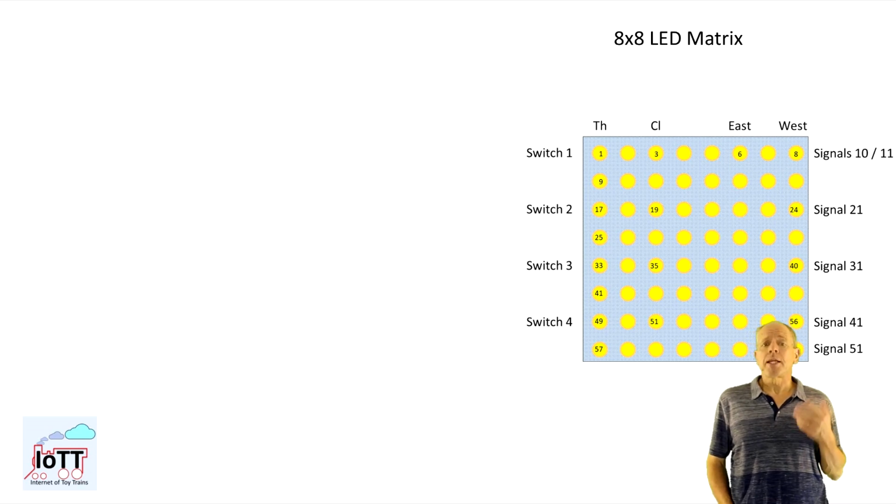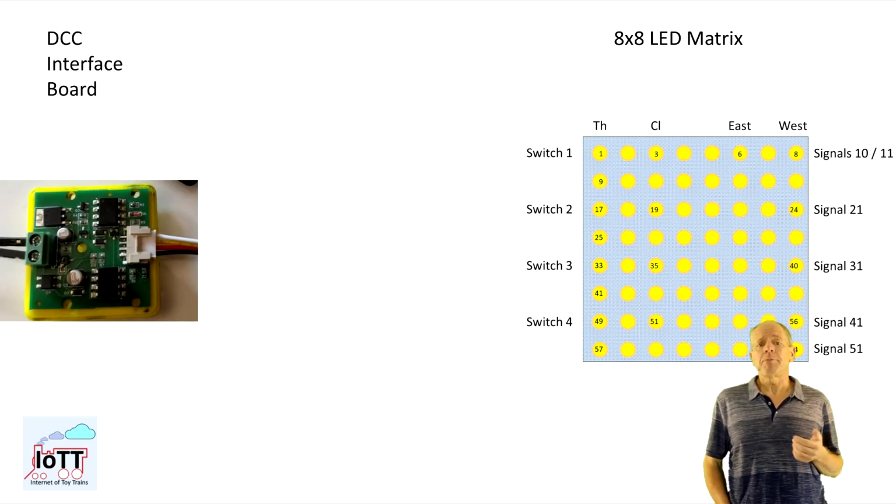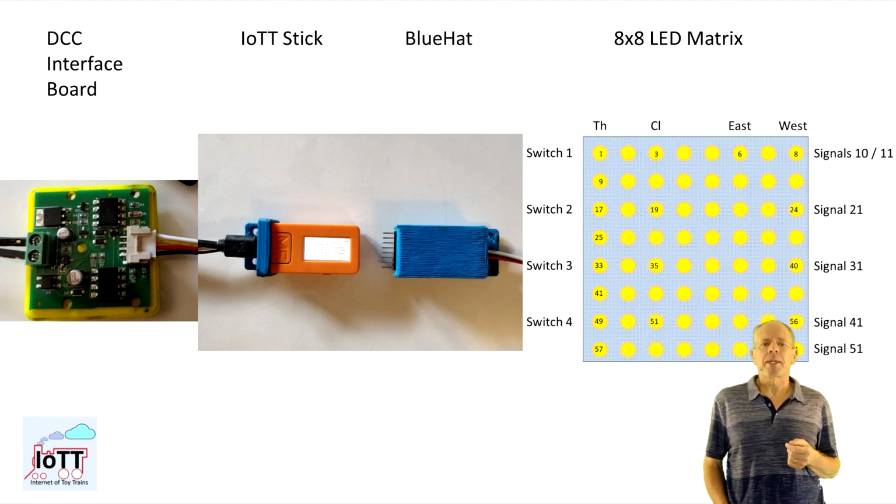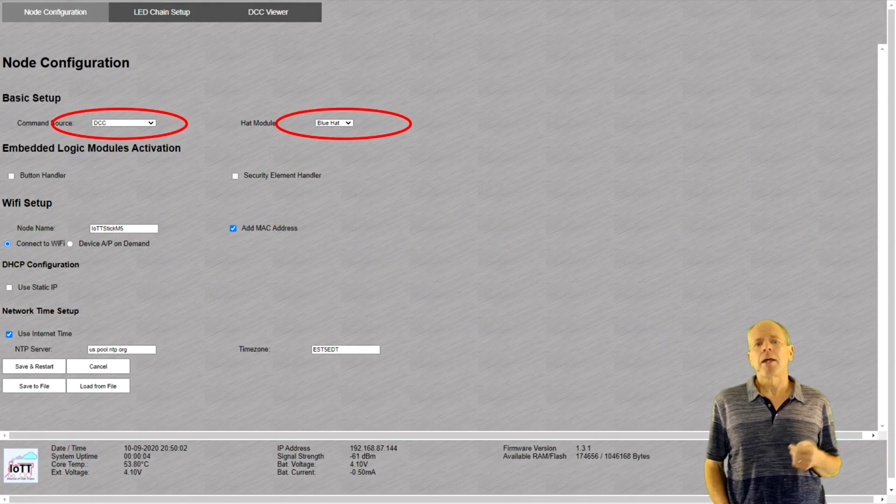As mentioned before, the layout is powered by DCC but no Loconet, so I need to pick up the information when switches or signals change from the track signal. To do so, I connect a DCC breakout board to the DCC track and connect an IoTT stick to the growth port. To connect the LED strip, I use a blue hat. Since this is just a local board for this first step, here is how I set up the IoTT stick. Communications mode is DCC and the selected hat type is blue hat.